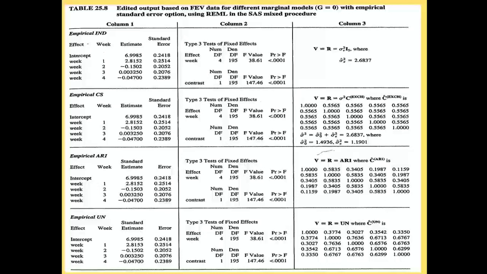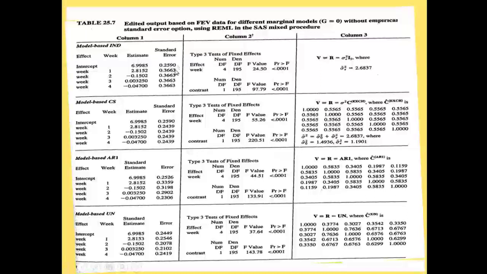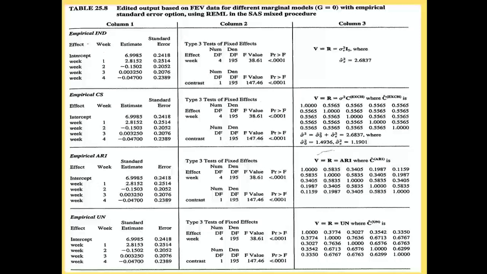Okay? Now, something interesting happened here. Something a little bit weird, you might say, happened here. You notice that the betas never changed. These betas were the same whether I used the empirical or without the empirical. But look at the standard errors. Previously, the standard errors, depending upon what correlation structure, what R matrix I used, were all different. What happened here? Can anybody figure out what this is saying?